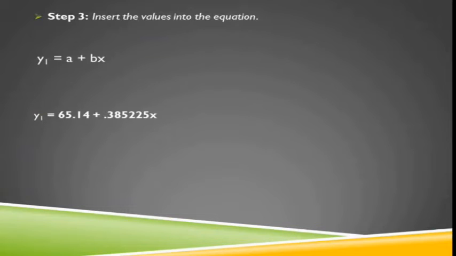Step 3, we will have to insert the values in the equation: y1 is equal to a plus bx. From the table, we know the values of a and b. A is equal to 65.14 and b is equal to 0.385225, so the equation is y = 65.14 + 0.385225x.